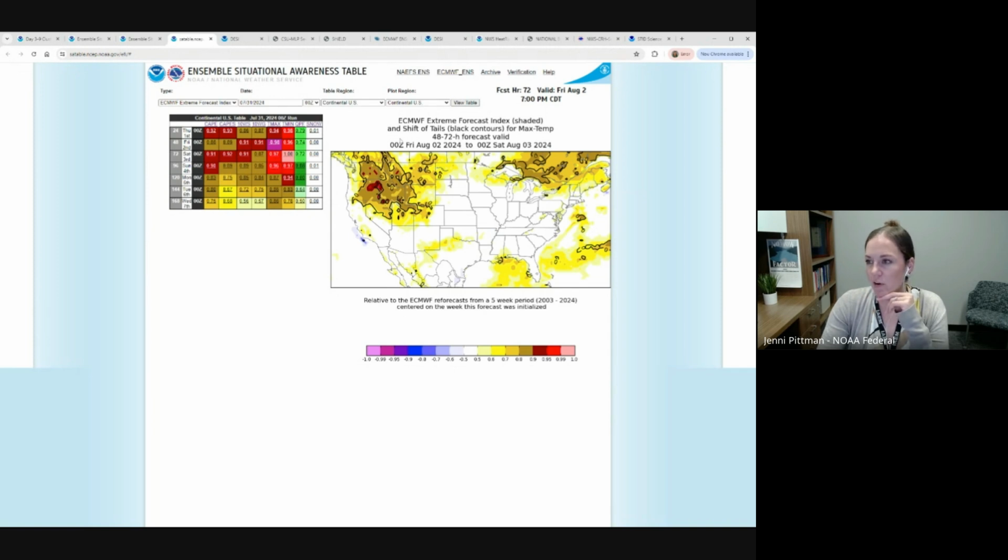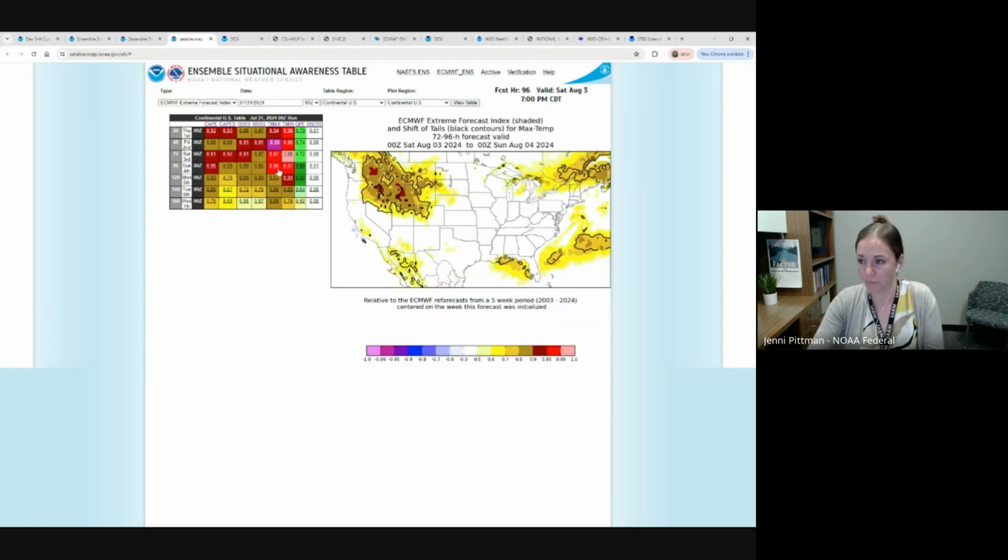This is actually the period from Friday through Saturday, so it'd be highs on Friday. And you do see some higher EFI here, like you would expect from what we were looking at in the previous table. But then you also see a shift of tails of around 1 in certain areas over the West, and you can see that for Saturday as well. So the period from 0Z Saturday to 0Z Sunday, highs on Saturday. And you can see that some of those outliers are going to be pretty extreme. So not only are we reaching the edge of the model climatology, but we have some outliers that are pretty well beyond that as well, with that shift of tails of 1.